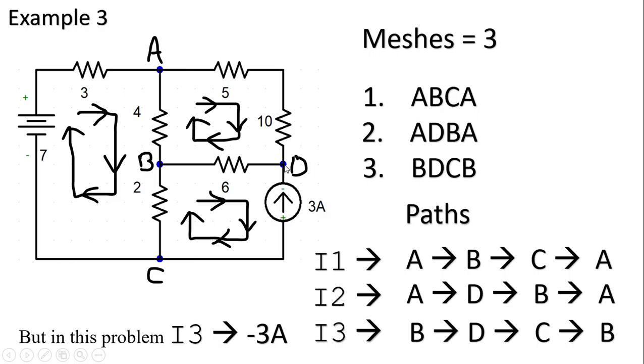So the current in this particular branch is minus 3 amperes. As we go from D to C, it is opposite to the direction of this flow. So it is minus 3 amperes. But if you consider the path direction from C to D, then it will be 3 amperes.